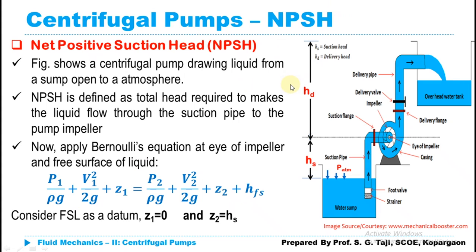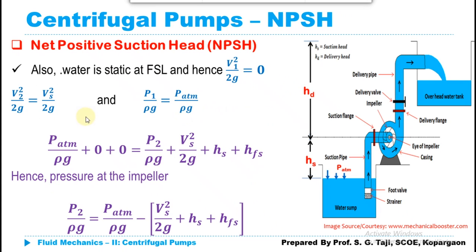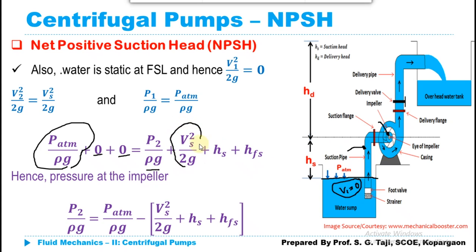Now putting those values in our expression of Bernoulli's principle, what we get is P atmospheric upon rho g, the atmospheric pressure at section 1, plus the velocity head at section 1, which is 0 because our liquid is static. As we are considering our free surface liquid as a datum, Z1 is also 0. P2 upon rho g is the pressure head at section 2, at the eye of the impeller. V2 square upon 2g is the velocity head inside the suction pipe, so I am replacing it with Vs square upon 2g, that is the velocity in the suction pipe. Hs is Z2, since we are considering the free surface as the datum, and then the head loss which takes place through this suction pipe.